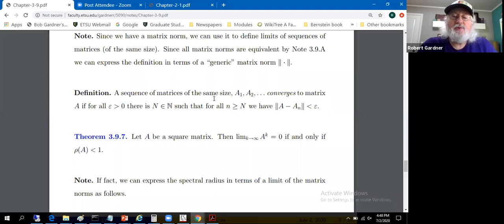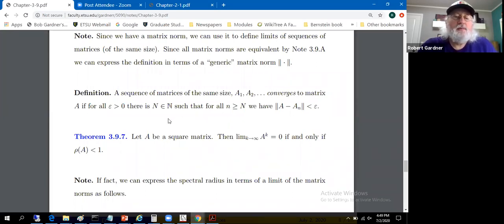A sequence of matrices of the same size, A_1, A_2, A_3, and so on, is said to converge to matrix A with the exact same type of definition you had when you talked about convergence of a sequence of numbers. For all epsilon greater than 0, there is a natural number capital N such that when the index n is greater than or equal to capital N, the distance from A to A_n is less than epsilon. We're measuring distance using the matrix norm.